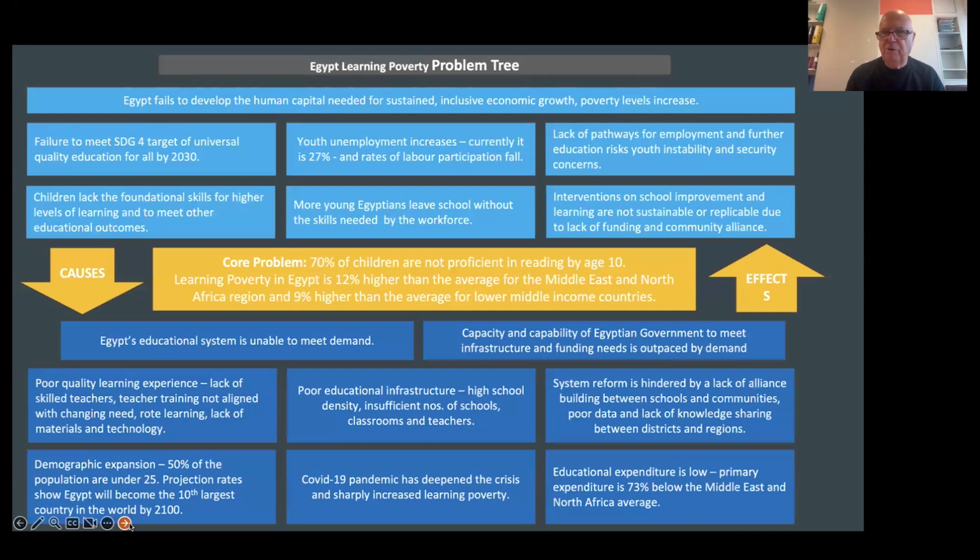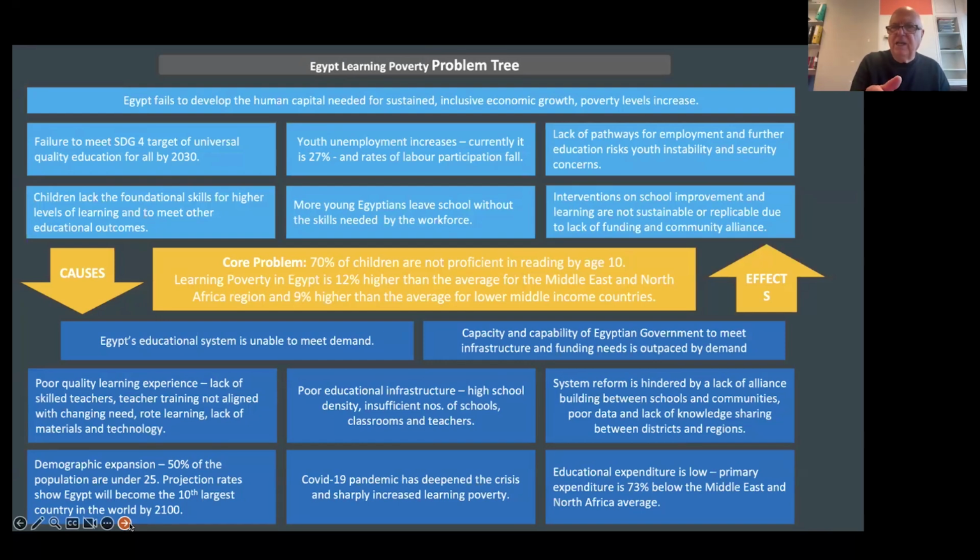Here's an example of a problem tree. This was to do with a literacy program for young people in Egypt who were suffering from a cumulative effect of a lack of access to literacy. So if you look at it, you can see underneath a series of boxes that say causes. Egypt's educational system unable to meet demand. System reform is hindered by lack of alliances. Poor educational infrastructure. Demographic expansion is a real problem.